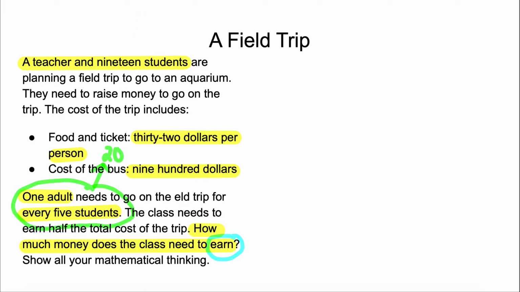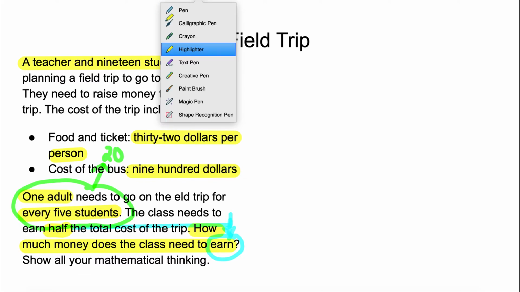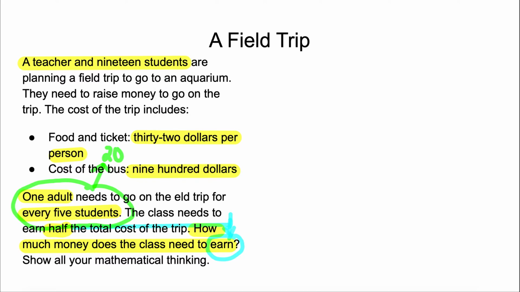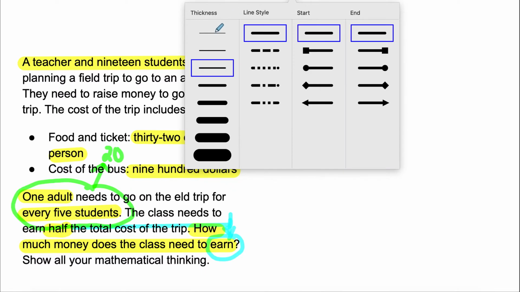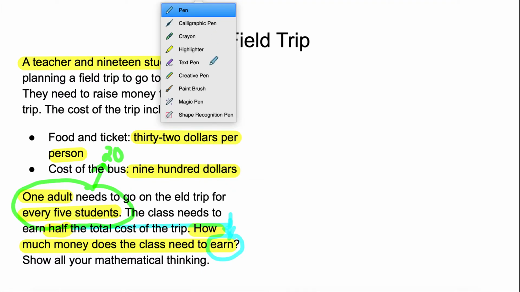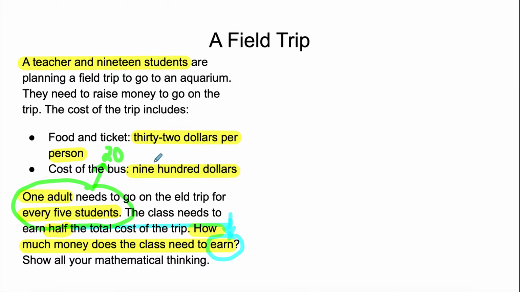Class needs to earn half the cost. So back into the earning part, they only need half of it, right? They're not being told to earn it all. They just need half of it. So now let's go about trying to solve this particular problem. So the first thing I'm going to do is I need to find out how many people are going on this trip, right? Because the food and ticket are determined by the cost per person.